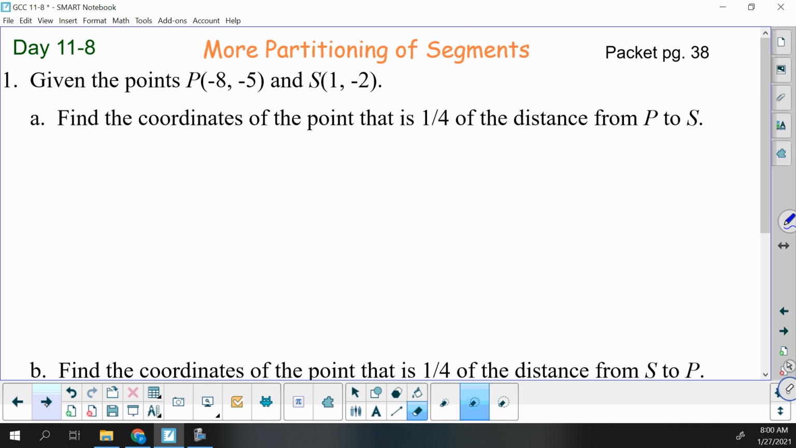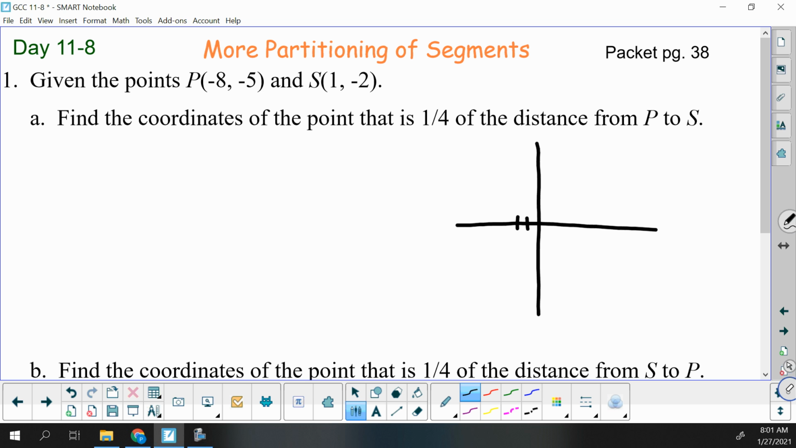So today is another day with partitioning segments. It's a real popular question on the Regents. That's why we spend 2 days with it. So we're given 2 points. We don't have a graph, so it's helpful to just sketch your own graph so you can get a visual. So we'll take a couple minutes to do that.